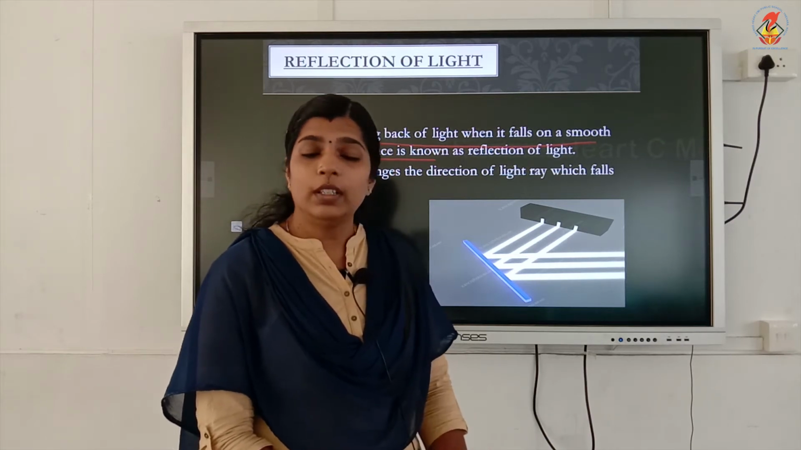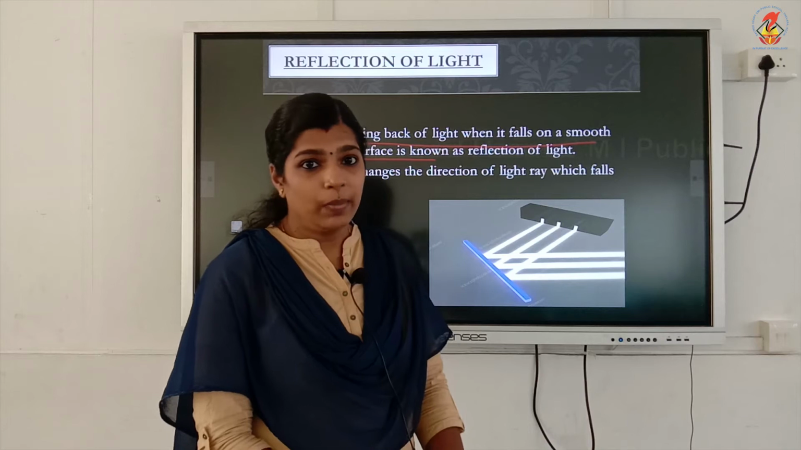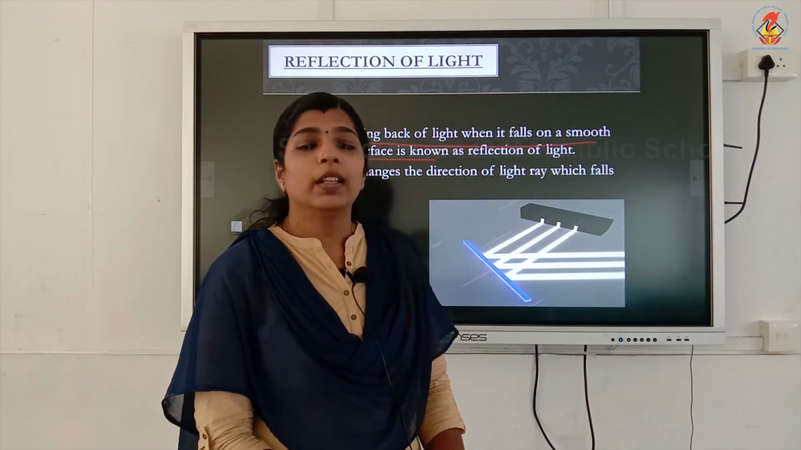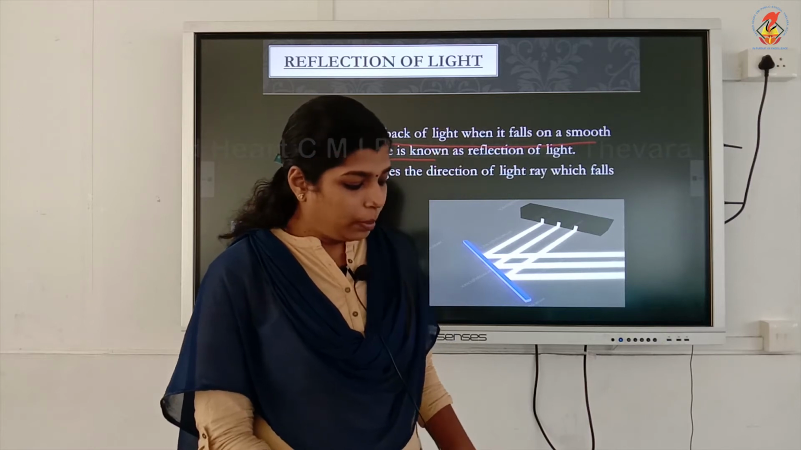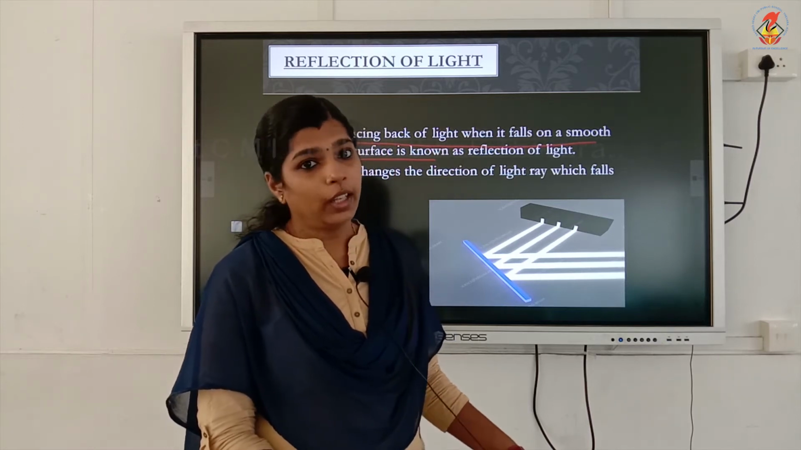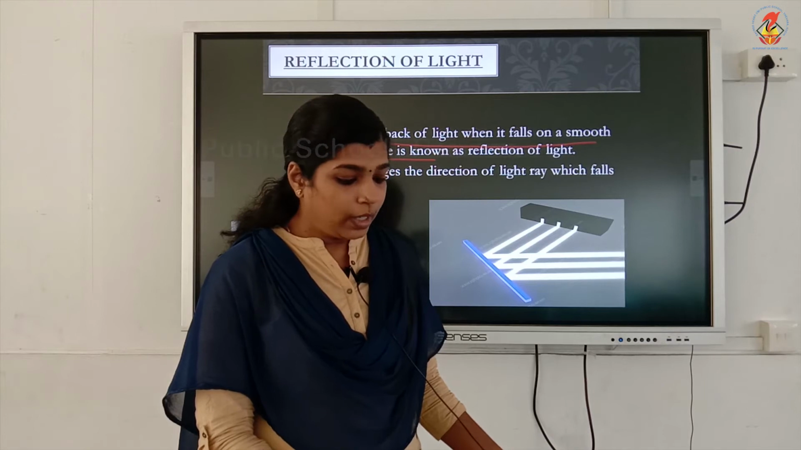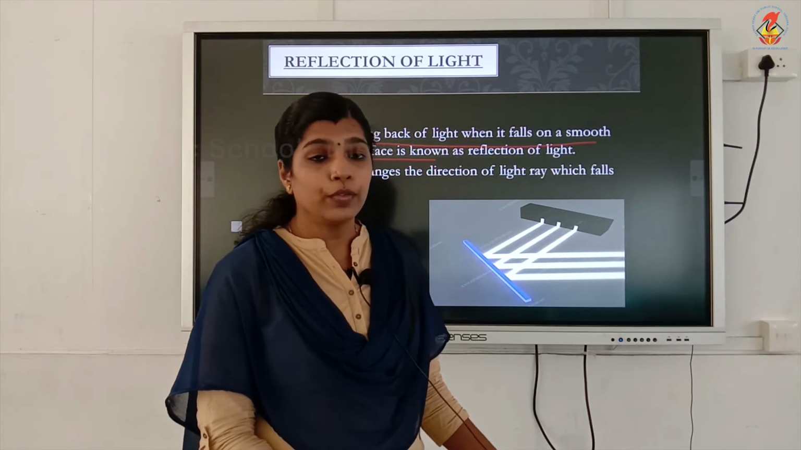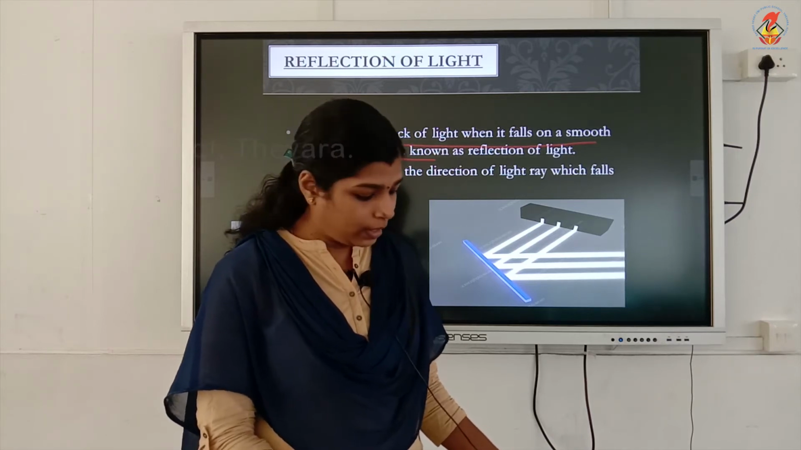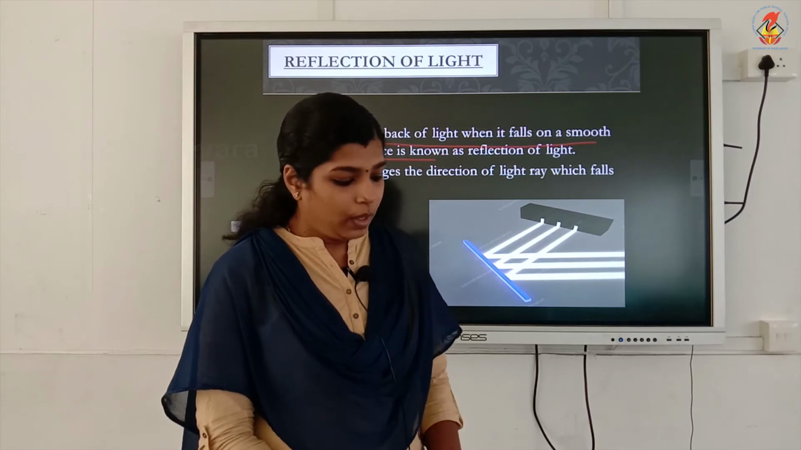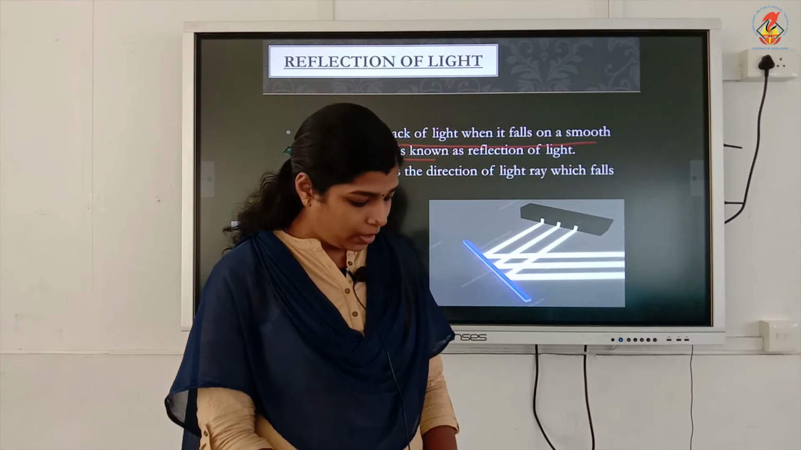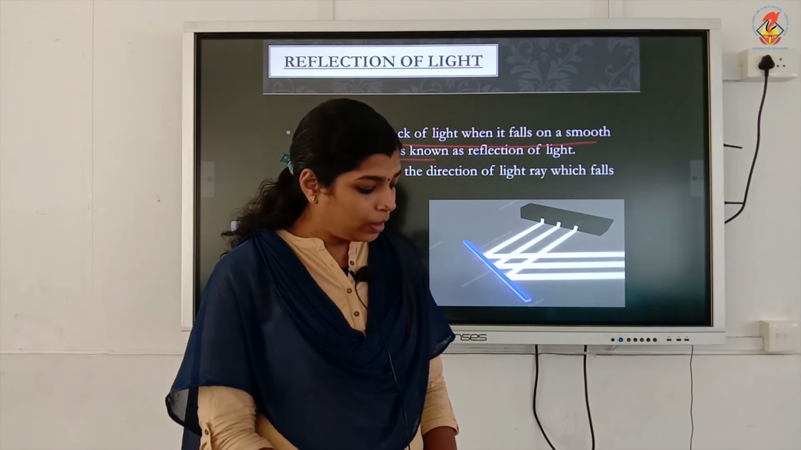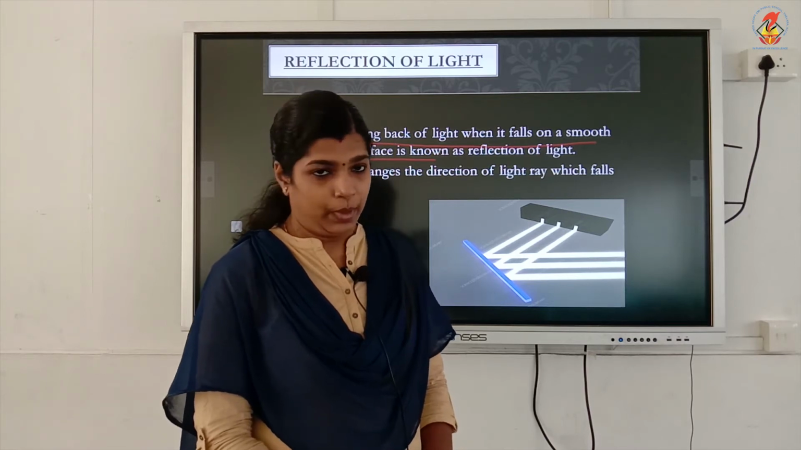When we look at a mirror, our image is seen on the mirror, and that is due to the reflection of light. So, a mirror changes the direction of light that falls on it. Clean water can also reflect light. The surface of clean water also acts like a mirror and changes the path of light that falls on it due to reflection.